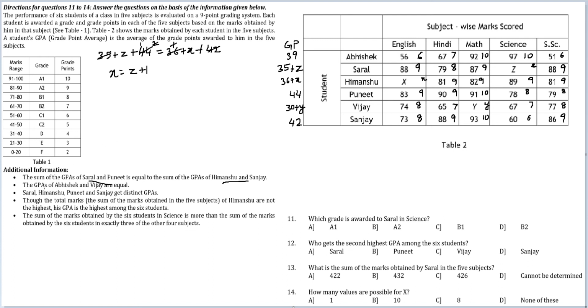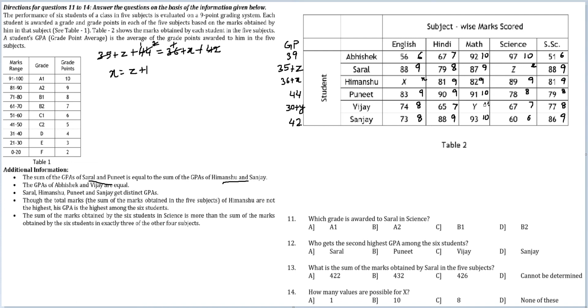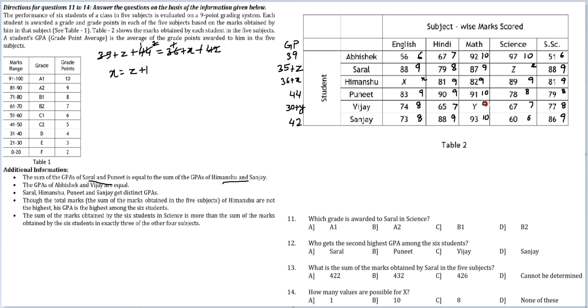Next statement is GPAs of Abhishek and Vijay are equal. Abhishek has a GPA of 9, Vijay has a GPA of 30 plus y, so y is 9, that is known to us. Let me just erase this y and make it 9. So this is 9, and because this is 9, I can say y will be in the range from 81 to 90. This is the first condition, y will be in the range of 81 to 90 something. Okay, we've taken care of the first thing, we've taken care of the second thing.